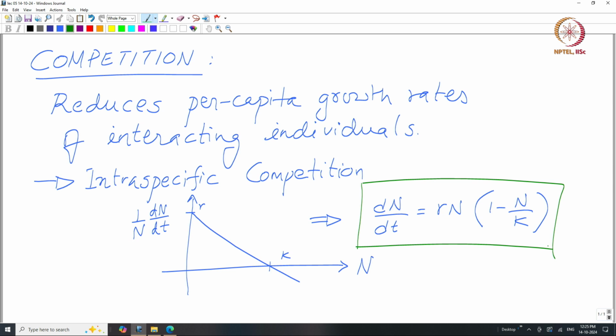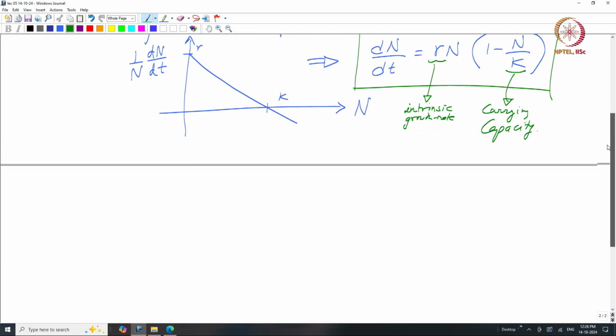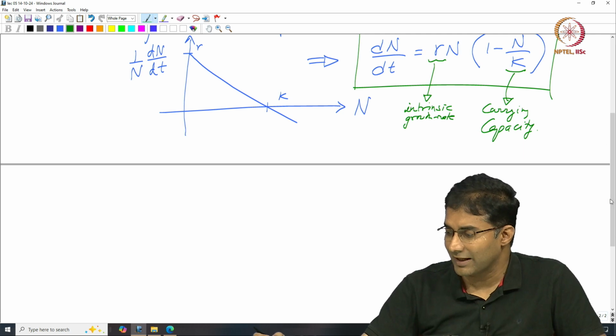Right. So, here R we can call the intrinsic growth rate. It basically means, if there was no competition, what would be the per capita growth rate, and then K is the carrying capacity. So, this captured intra-specific competition. Of course, in reality many species interact with one another, and competition is a predominant mode of interaction.